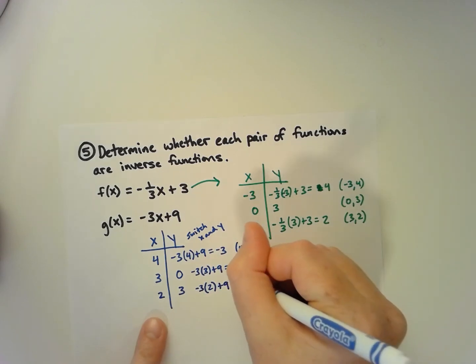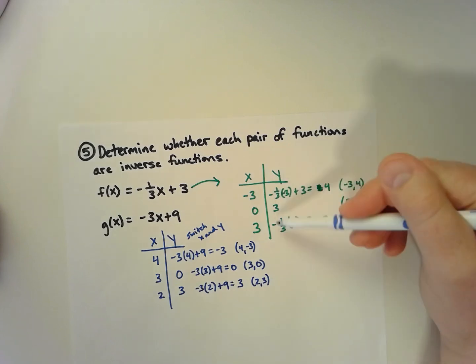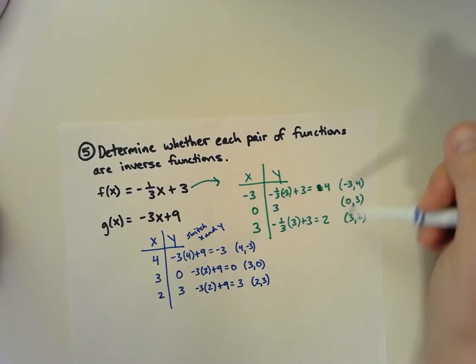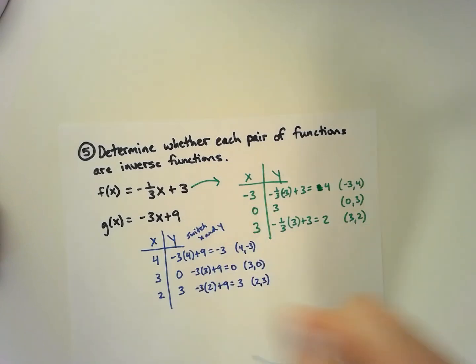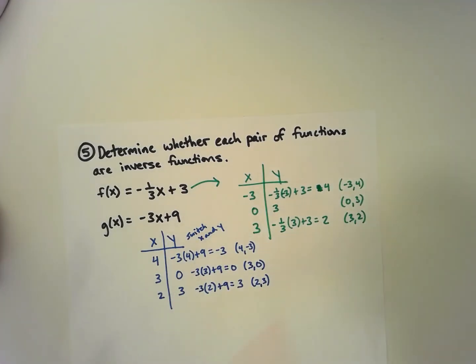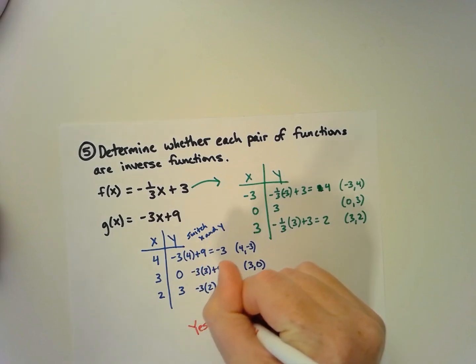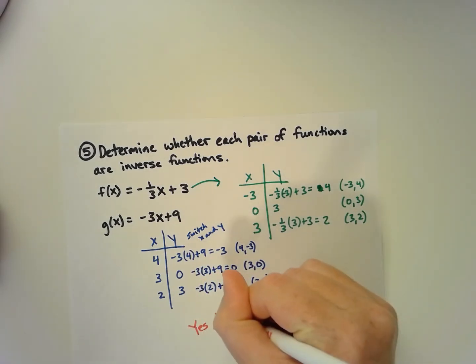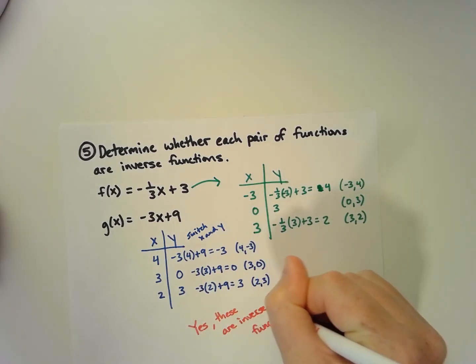So it does work that if we solve it with our table of values, we just check a couple of values, and we switch x and y, then they do make sense with the other function. So we would say in this case that yes, these are inverse functions, is what we could say. All right, so that's it for inverse functions.